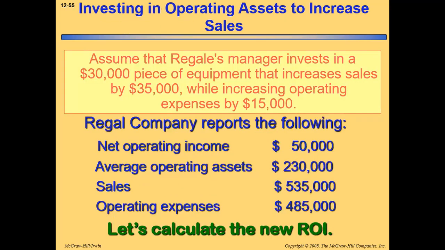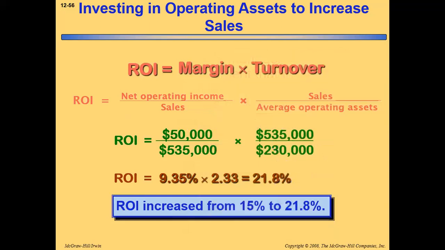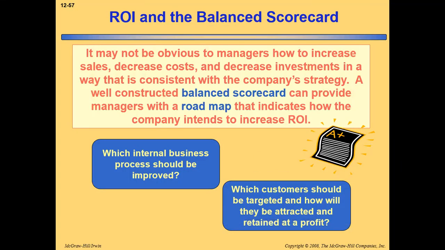Okay, next one, see what it says. Assuming that Regal manager invests in a 30,000 piece of equipment that increases sales by 35,000 while increasing operating expense by 15,000. Net operating income right now 50,000, average operating asset 2,30,000, sales 5,35,000. Operating expense is 4,85,000. Operating expense has no use here, see what comes: 50 by 2,30,000, how much is that? 21.73%, 21.8%, 15% to 21.8%. Okay, so I think ROI is clear, all of you, right? ROI clear everyone?